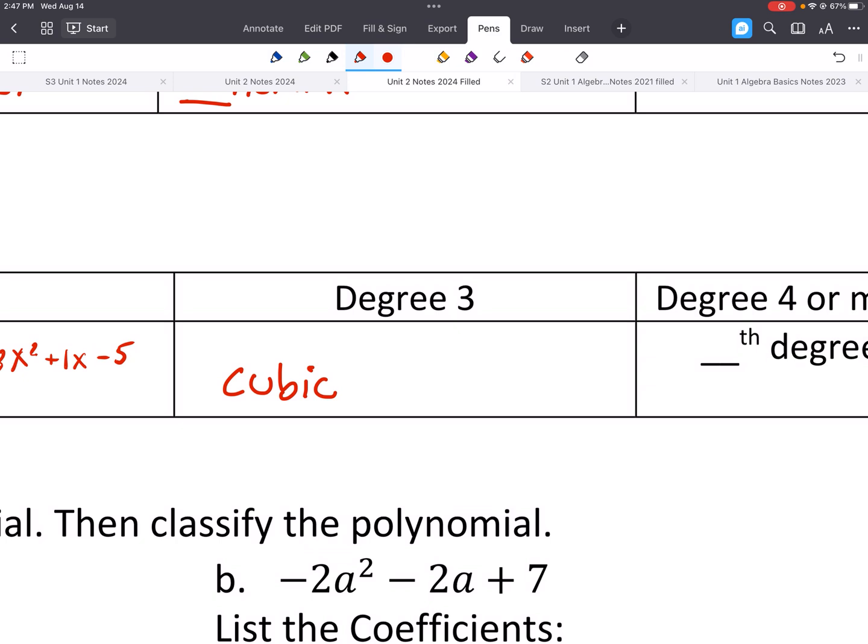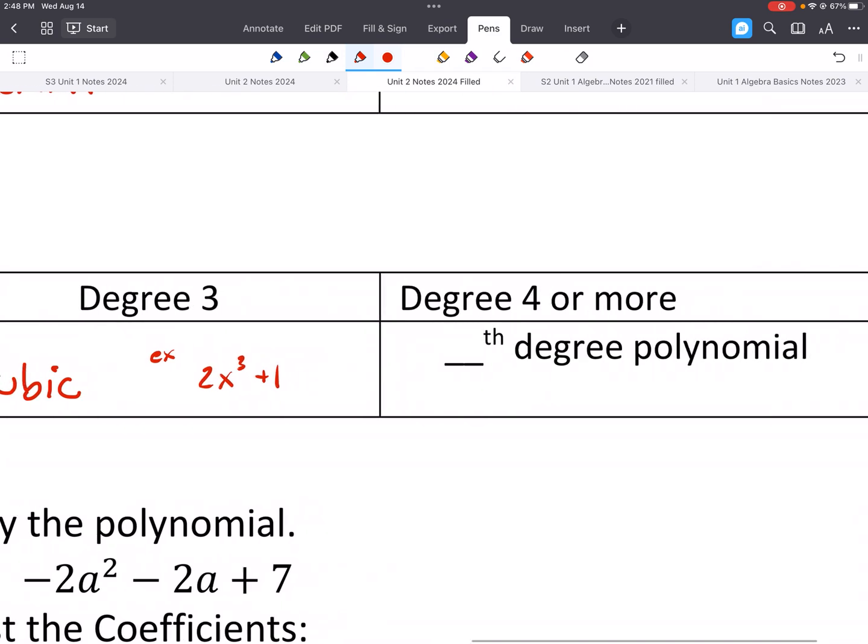Our third is the cubic. Kind of like it's a 3-dimensional thing, right? Like a cube has 3 dimensions. An example of this would be 2x to the third plus 1, which would be a cubic, and with 2 terms it would be a cubic binomial. Anything above that, we're just going to call a 4th degree polynomial or a 5th degree polynomial.